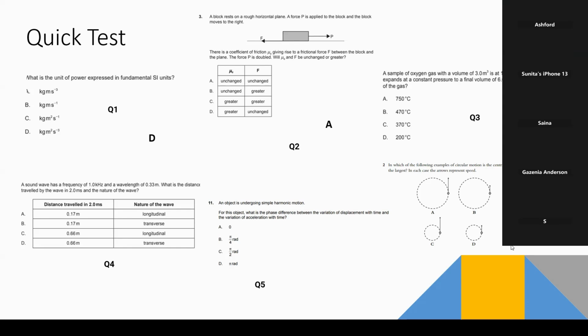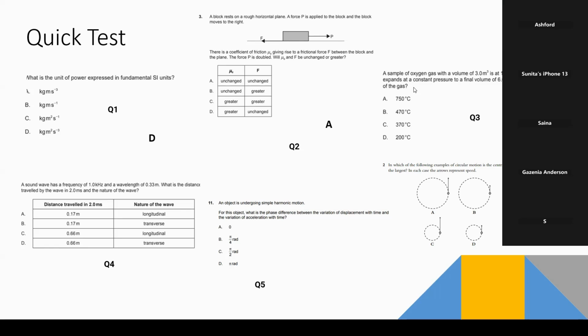Sunita, Saina, Gazenia. I'm sorry if I'm not pronouncing it correctly. Ash, anybody? Yes, I can see some input here. Ritvik, 4C. Good. Ritvik is correct.